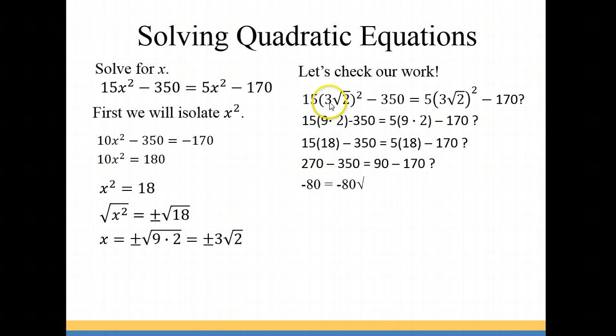Now, you can imagine that if you had put a negative in here for negative 3 square roots of 2, it would have worked out just as well. So you can work that one out if you need to.